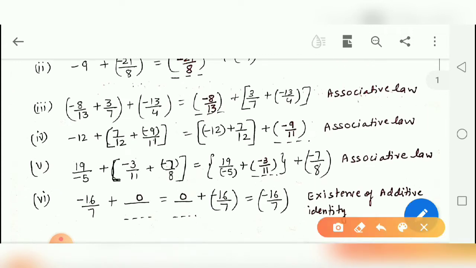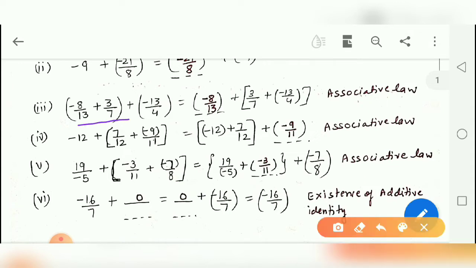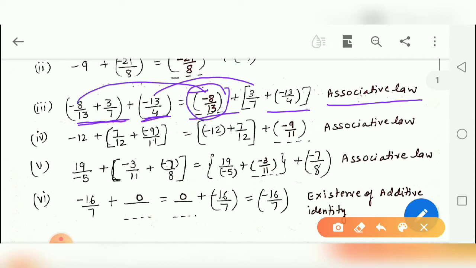In third part, on left hand side, see brackets are given. Here two numbers, negative 8 upon 13 and 3 upon 7 are added. Then the third number is negative 13 upon 4. On right hand side, this is the fill in the blank. So here associative law is used and we have done the grouping. We have changed the groups. So earlier these two numbers were in bracket. Now the last two numbers are in bracket and first number will be same as this.